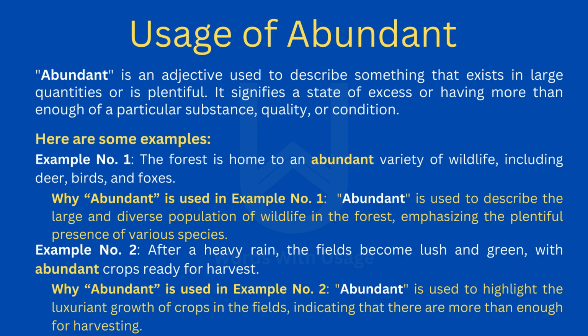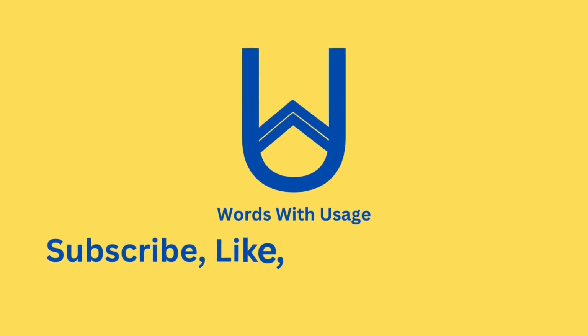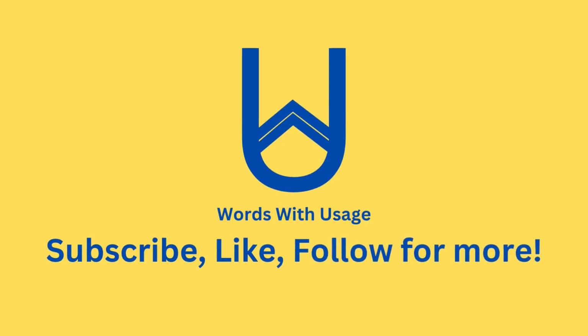Example number 2. After a heavy rain, the fields become lush and green, with abundant crops ready for harvest. Why abundant is used in example number 2. Abundant is used to highlight the luxuriant growth of crops in the fields, indicating that there are more than enough for harvesting.